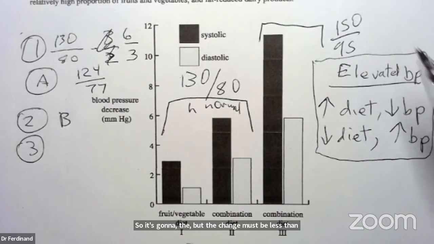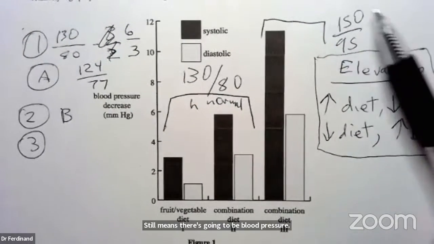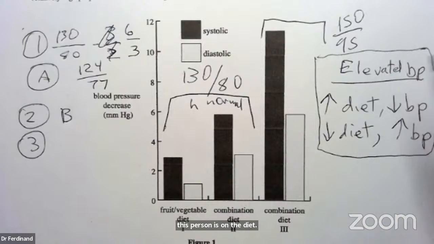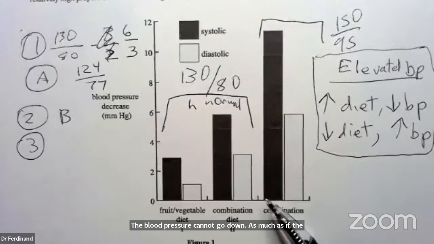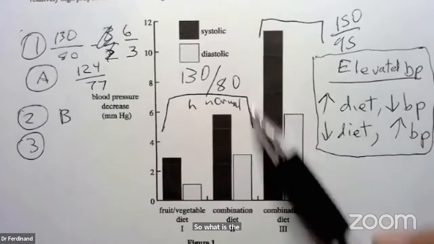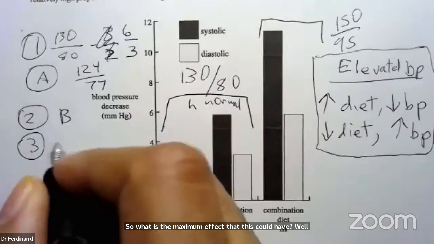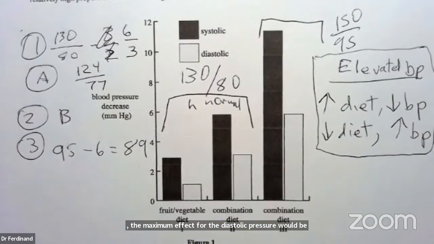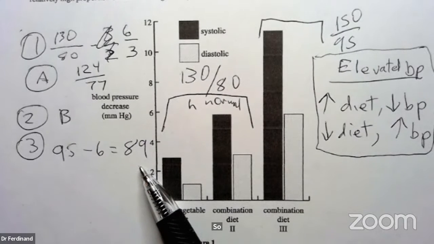Being on a diet still means there's going to be blood pressure reduction. So the blood pressure should go down because this person is on a diet. But the blood pressure cannot go down as much as if the person is on a combination diet, because we see this trend here. So what is the maximum effect that this could have? Well, the maximum effect for the diastolic pressure would be 95 minus 6. So now we look at the answer choices. So the maximum change has to be 95 minus 6.